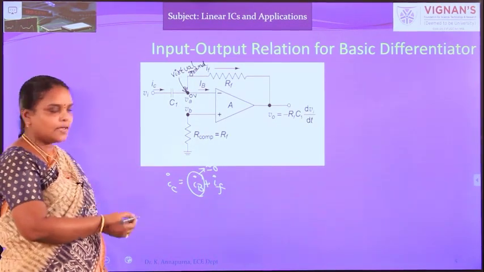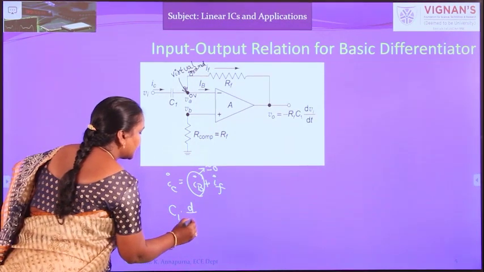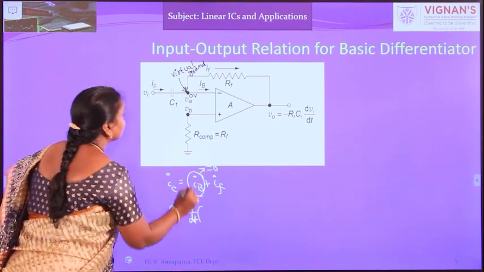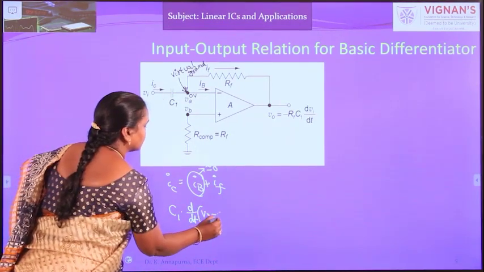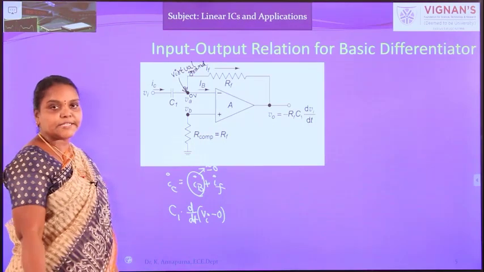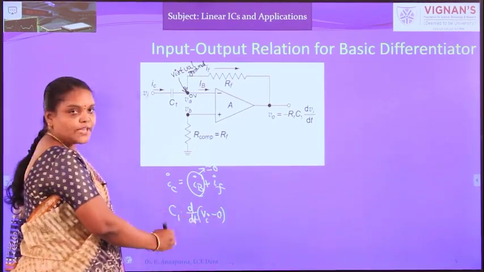So here what is C? C1 into d by dt of Vi minus 0. Okay, that is the voltage across the capacitor. So it becomes the current flowing through the capacitor.